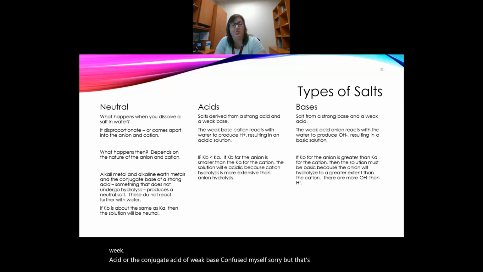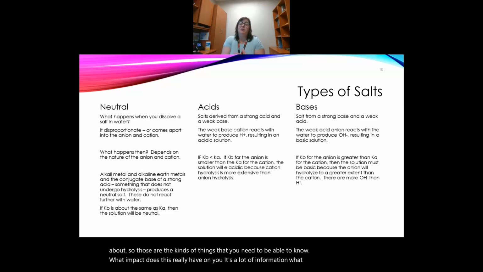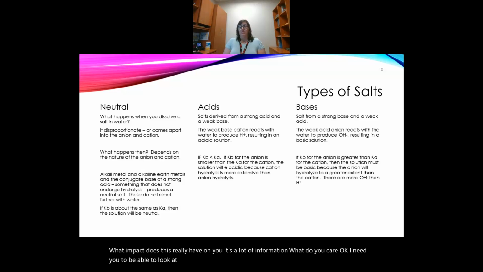So those are the kinds of things that you need to be able to know. What impact does this really have on you? It's a lot of information. What do you care? I need you to be able to look at a salt and tell me: is this a neutral salt, an acidic salt, or a basic salt? So identify what it's going to do when it gets in contact with water. Is there going to be a reaction there, and what is it going to be?